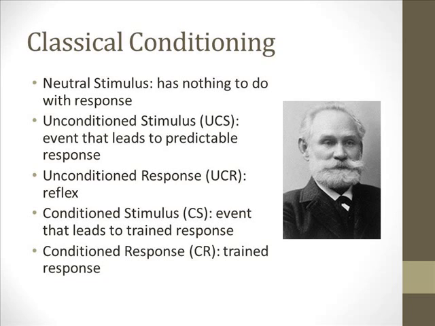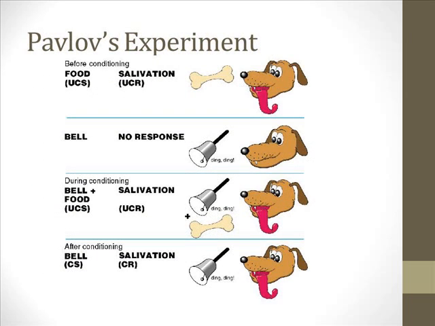It's unconditioned. A conditioned stimulus is an event that leads to a trained response. So this is where we're actually learning. So if we introduced something to the event that led to us to have this response, we have a conditioned stimulus. And a conditioned response then is that trained response. So that's a lot of terminology and it's a little confusing. So let's take a look and see exactly what Mr. Pavlov did.